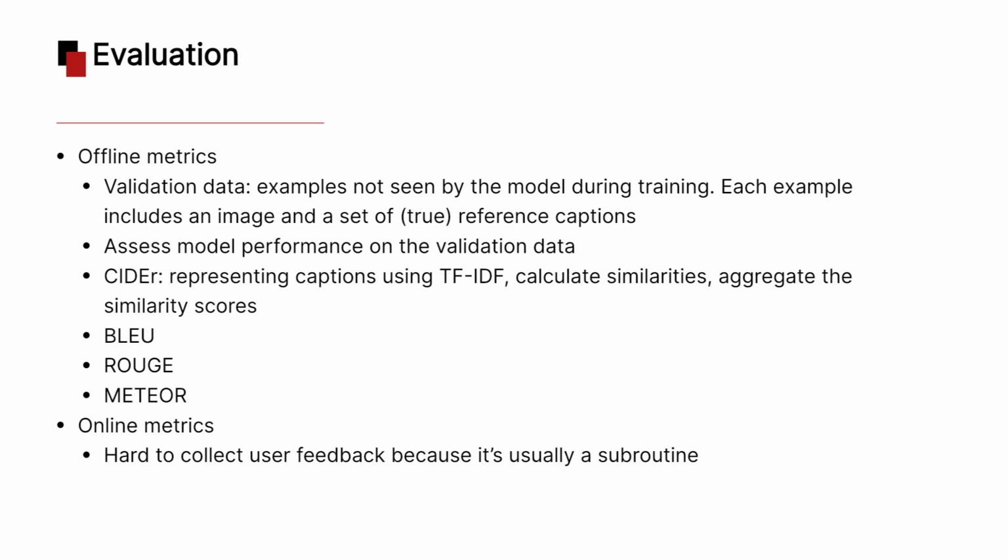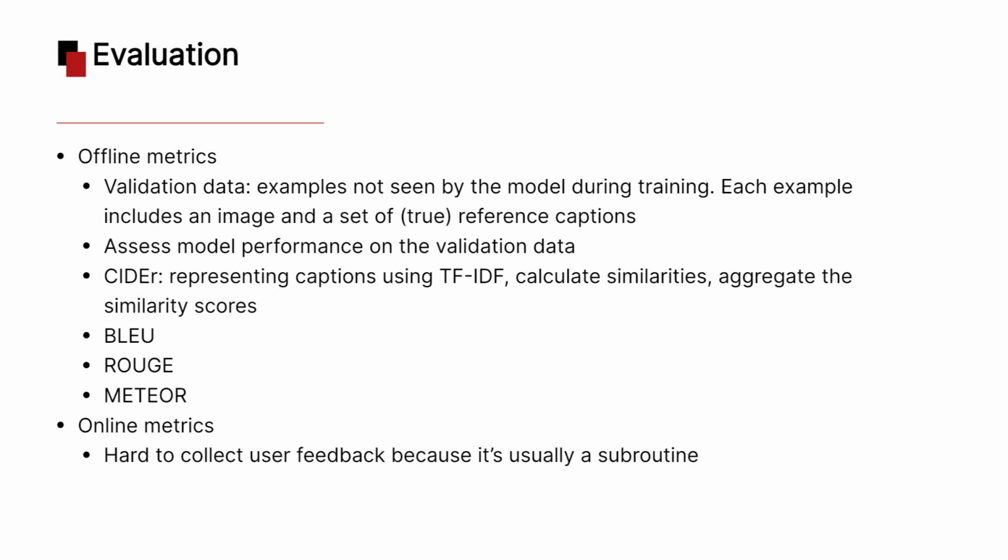Other widely used metrics include BLEU, which measures n-gram overlap precision between generated and reference captions, ROUGE, emphasizing recall of overlapping sequences, and METEOR, which improves upon BLEU by incorporating synonym matching and stemming, providing better correlation with human judgments. Together, these metrics provide a quantitative assessment of fluency, relevance, and informativeness.